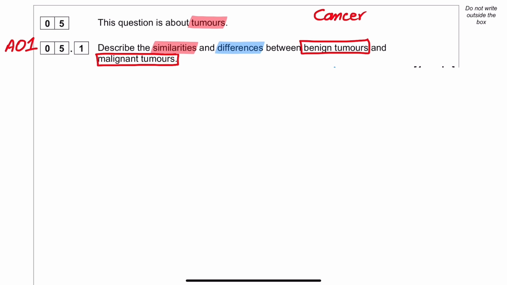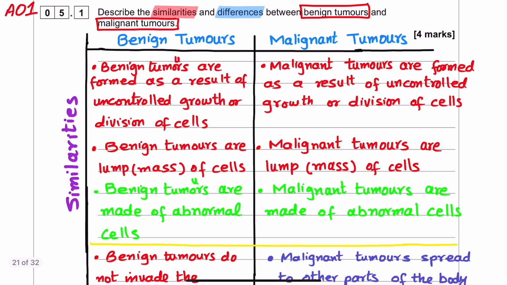Let's see the model answer. I categorize them here: benign tumors and malignant tumors. The similarities are: benign tumors are formed as the result of uncontrolled growth or division of cells, whereas malignant tumors are also formed as the result of uncontrolled growth or division of cells. That is the similarity between them.